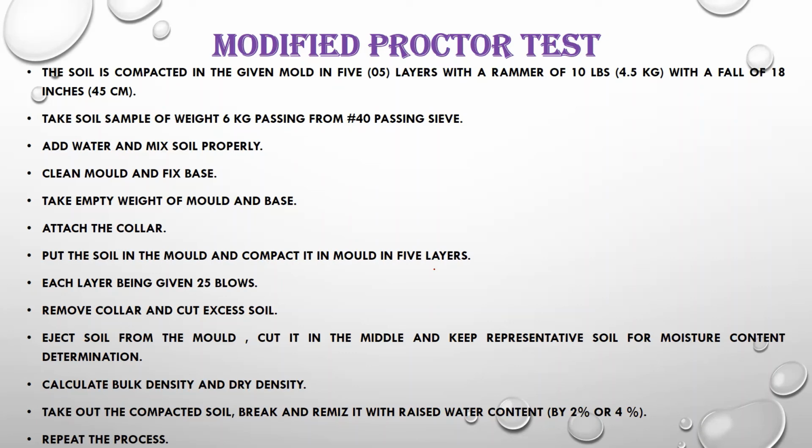Cut it in the middle and keep representative soil for moisture content determination. Calculate bulk density and dry density. Take out the compacted soil, break and remix it. It's a mistake over here. It should be remixed with water content raised by 2% or 4%. Repeat the process. You already know how to do this procedure of the modified Proctor test.